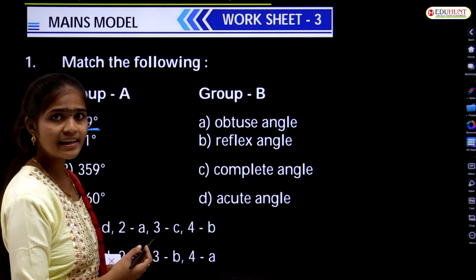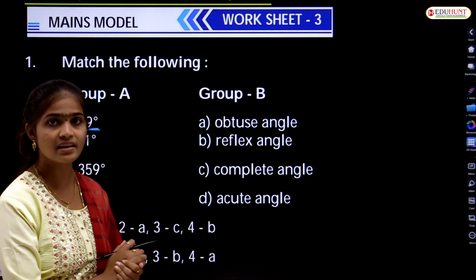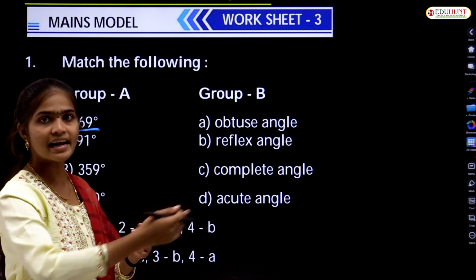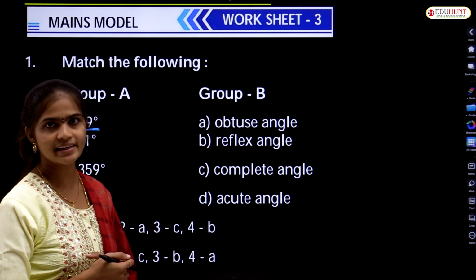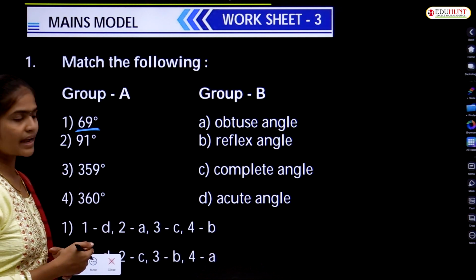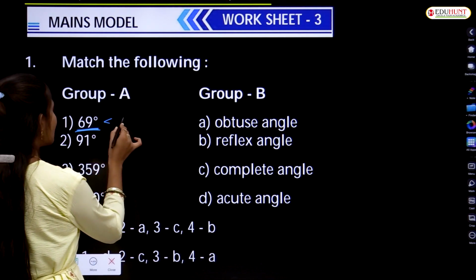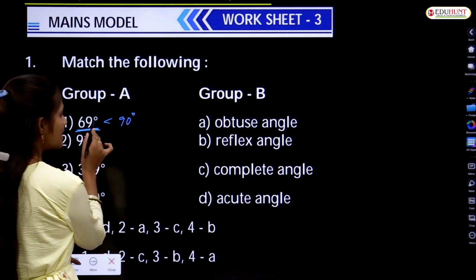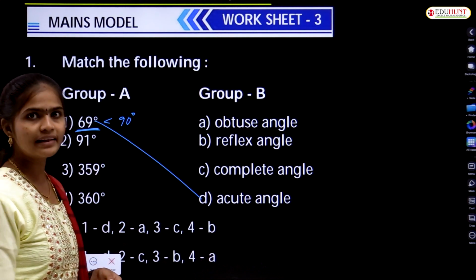So 69 is less than 90 degrees. The angle which is greater than 0 and less than 90 degrees, what do we call that angle? That is an acute angle. Why? Because this is less than 90 degrees. That's why this is an acute angle.